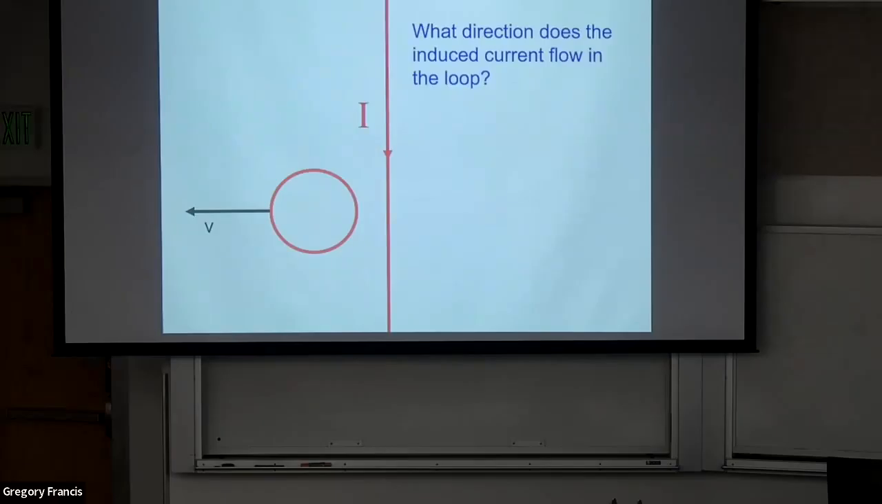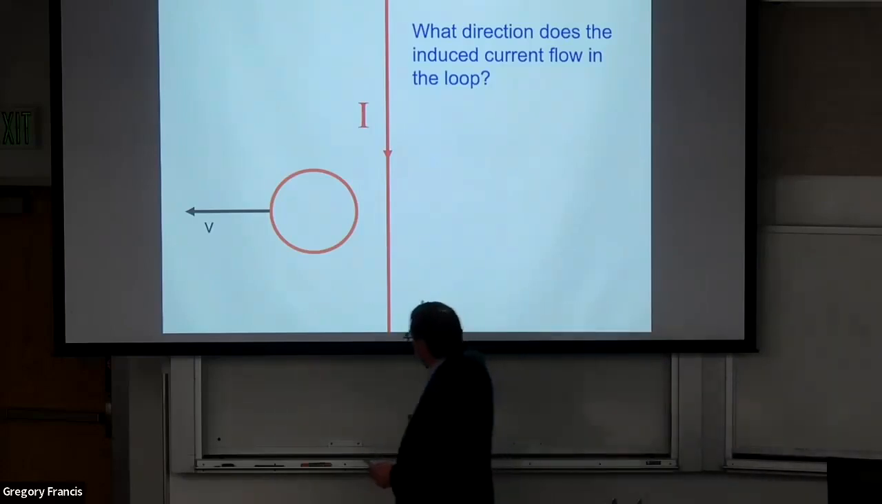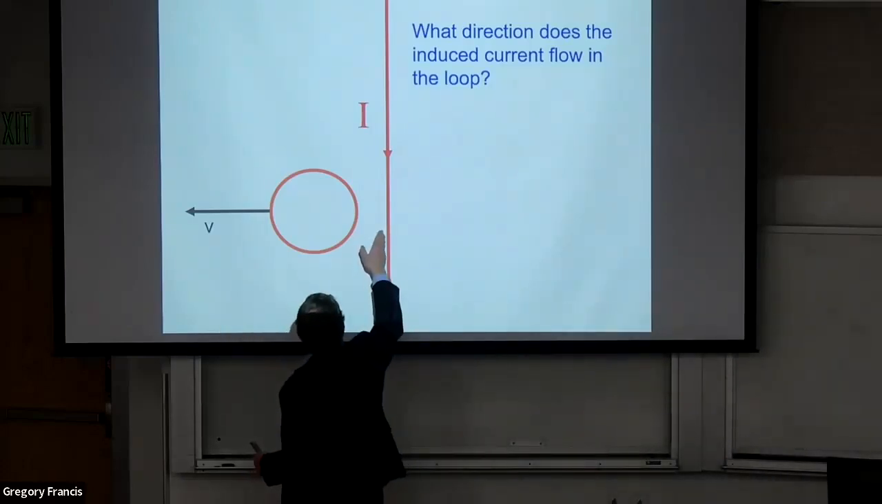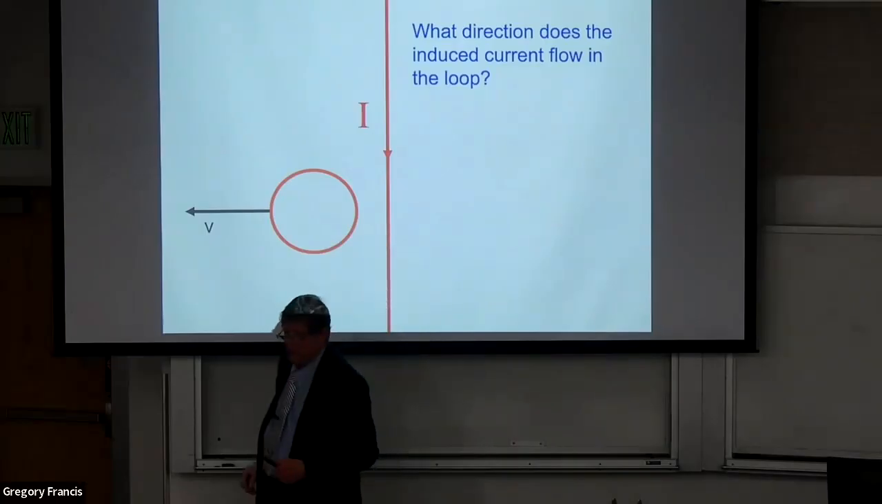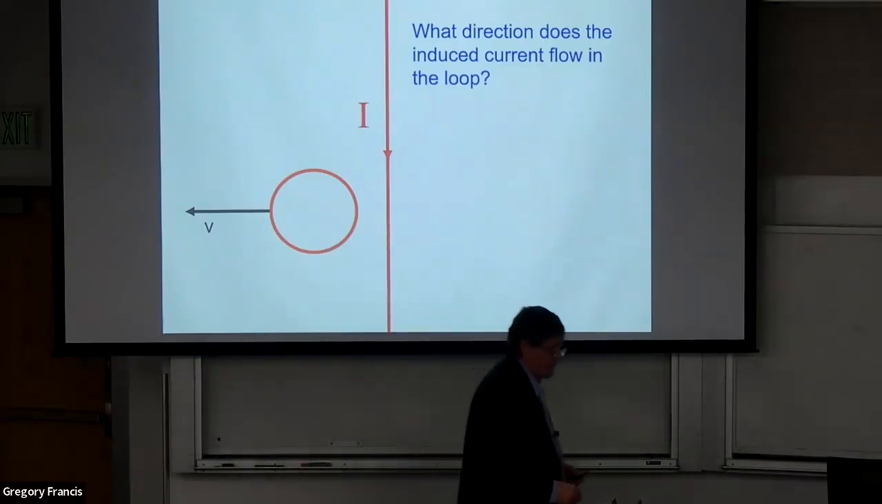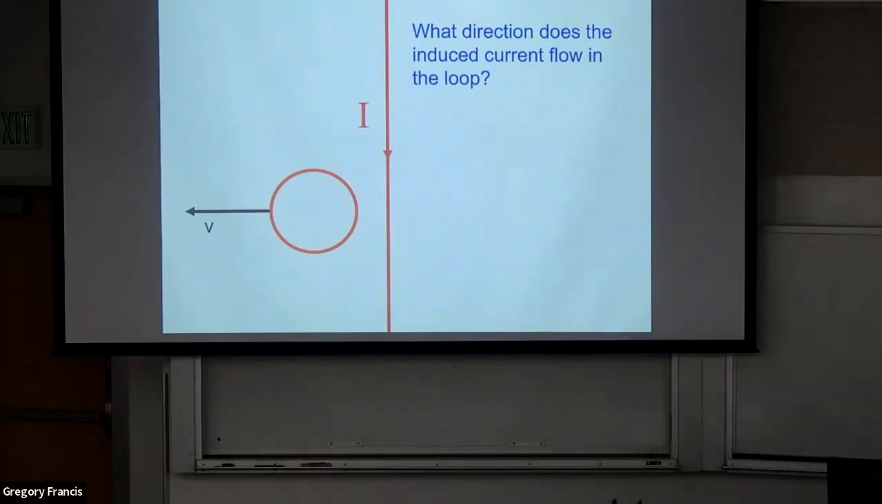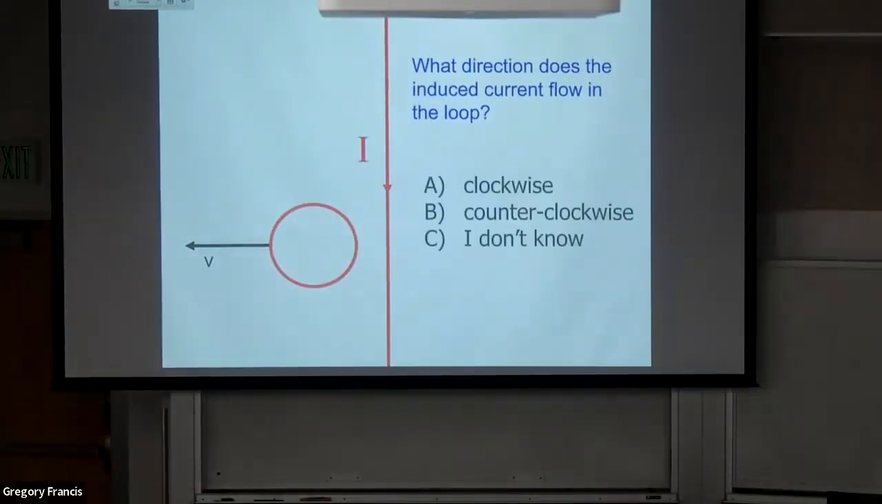Now, this is another one that, if you don't get this one right, you're not ready. Don't go to the testing center until you see how to solve these problems. We have this copper loop that is being moved to the left next to this wire that's carrying conventional current down to the bottom of the page. And so the question is, what direction does the induced current flow in the loop? Is it going to be clockwise, counterclockwise? C is not the right answer.